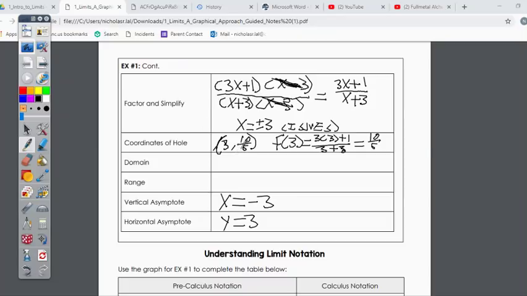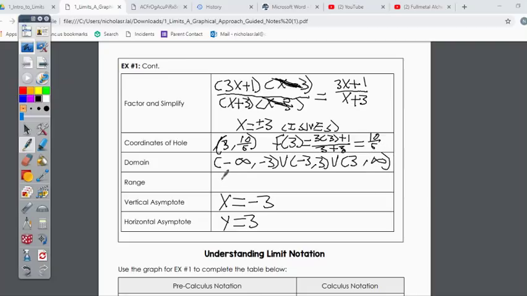All right, so our domain is going to be from negative infinity to negative 3, union negative 3 to 3, union 3 to infinity.